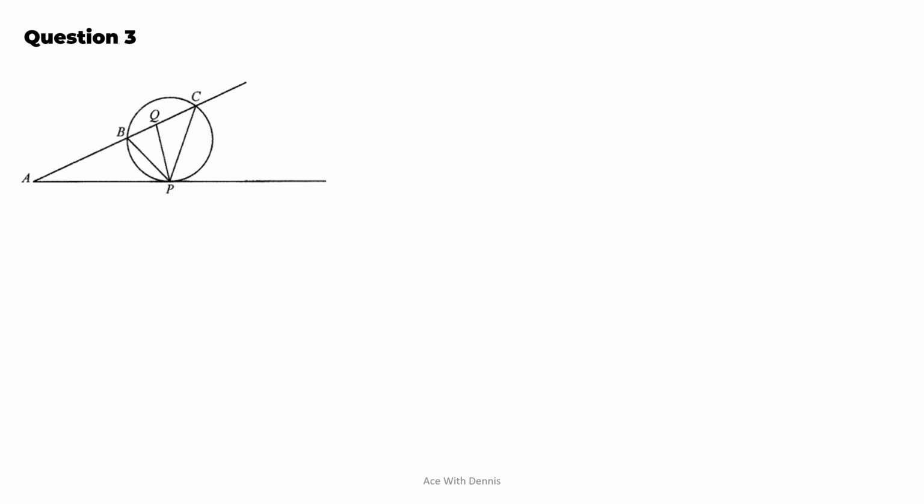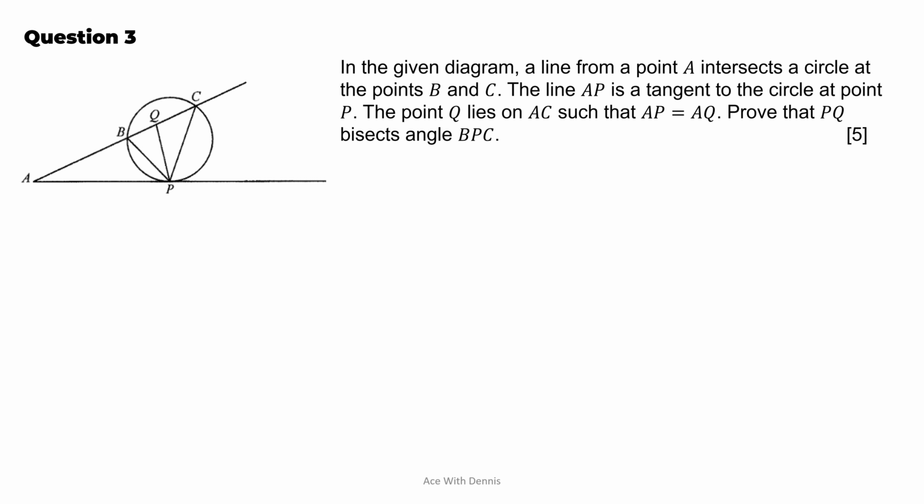Question 3. Given this diagram. In the given diagram, a line from a point A intersects a circle at the points B and C. The line AP is a tangent to the circle at point B. The point Q lies on AC such that AP equals AQ. Prove that PQ bisects angle BPC. 5 marks.